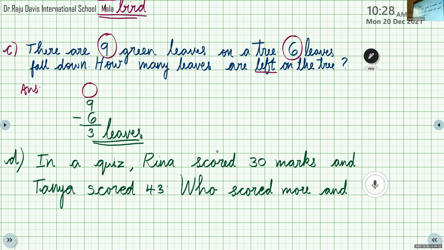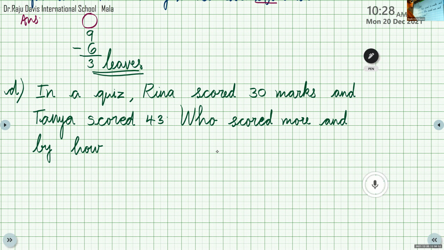In a quiz, Rina scored 30 marks and Tanya scored 43. Who scored more and by how many marks?